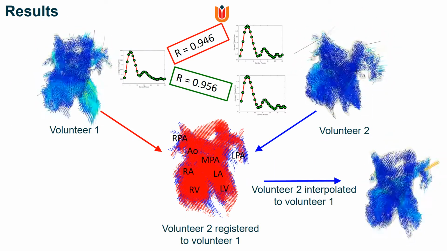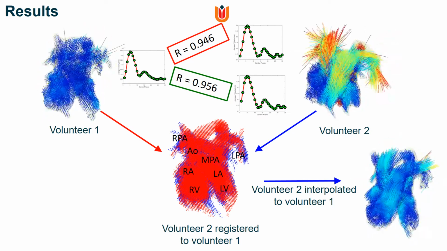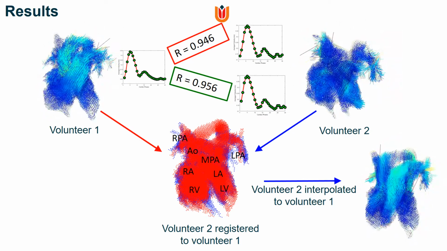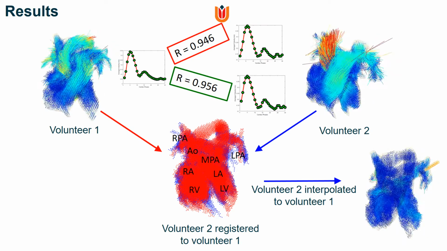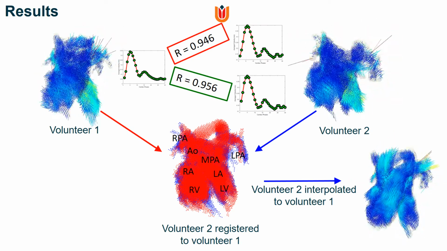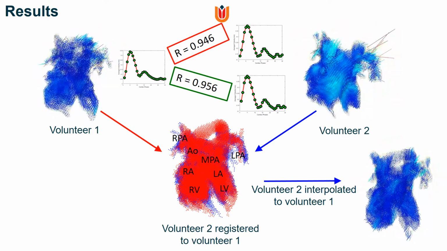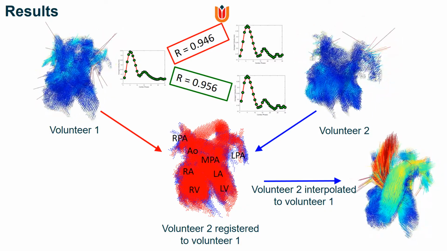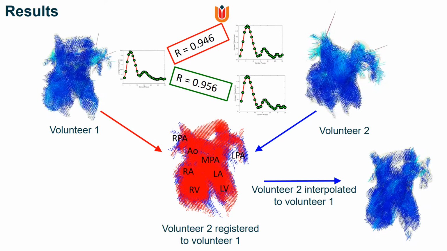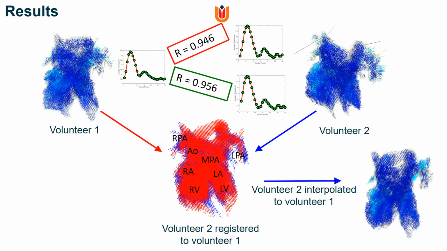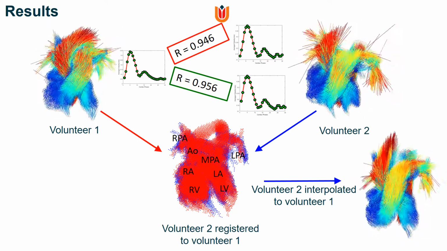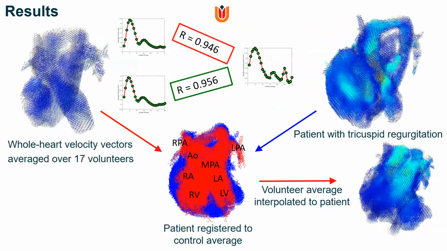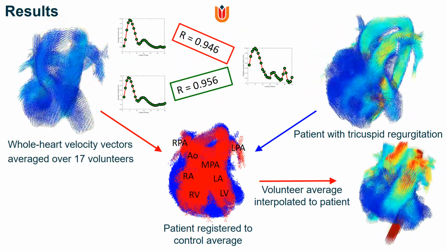So here we see volunteer 2 on the right, and we registered volunteer 2 to volunteer 1, and the time frames of volunteer 2 were shifted by one time point where cross-correlation showed a slightly better correspondence. The velocity magnitude and vectors of volunteer 2 were subsequently interpolated to the segmentation of volunteer 1. And then you can take an average, which we see here.